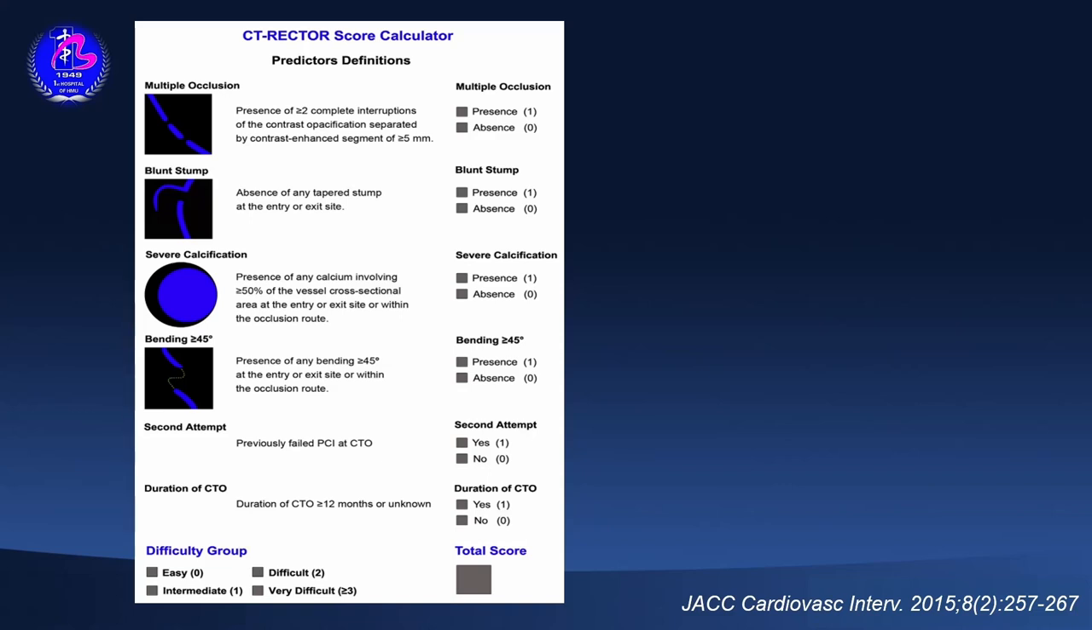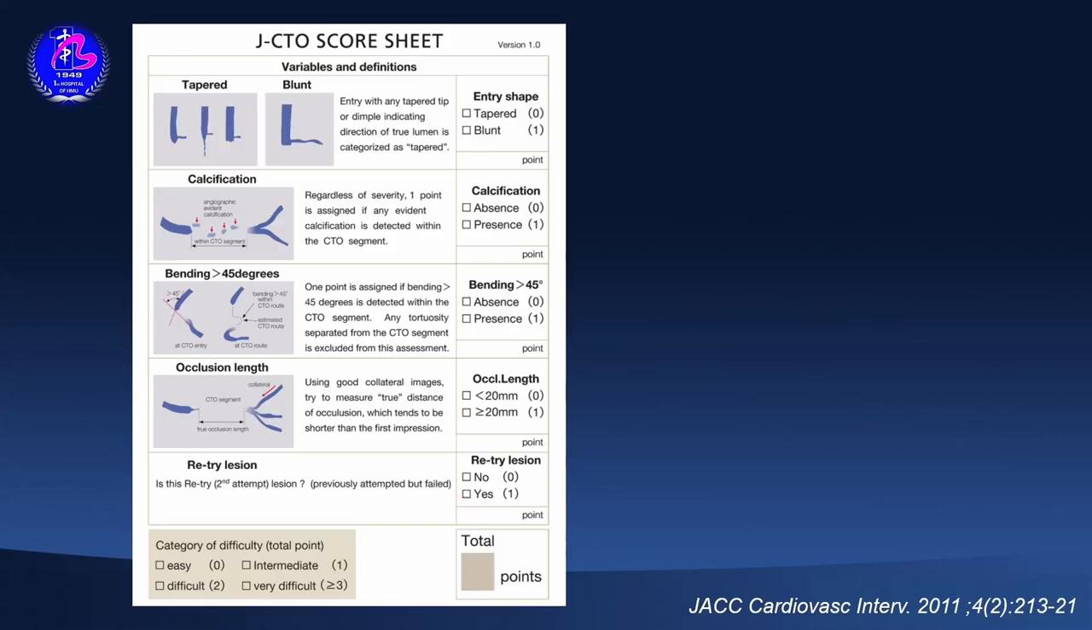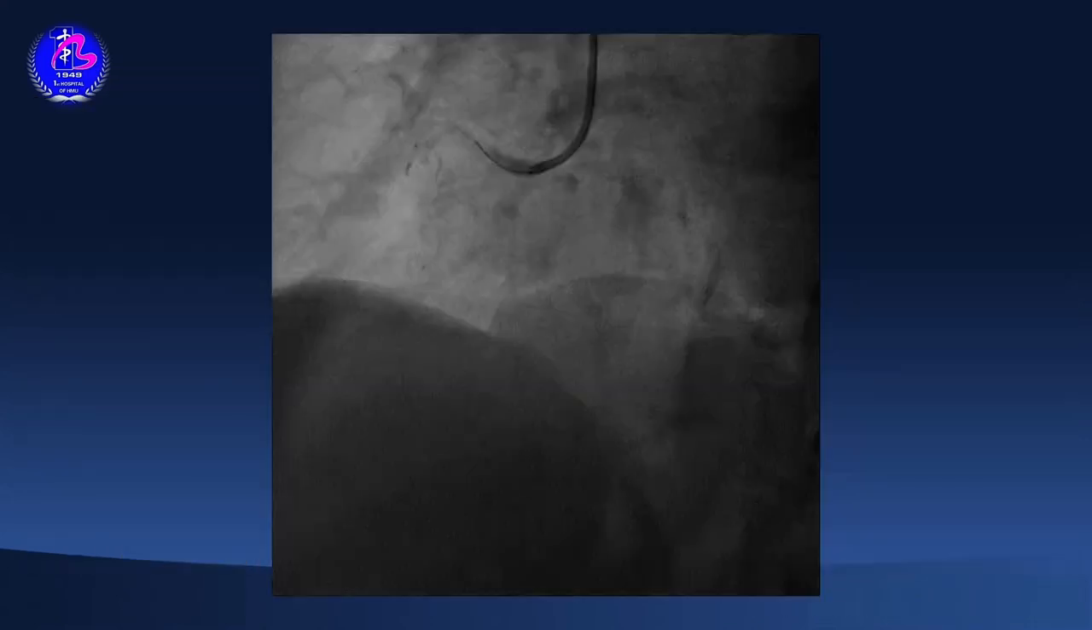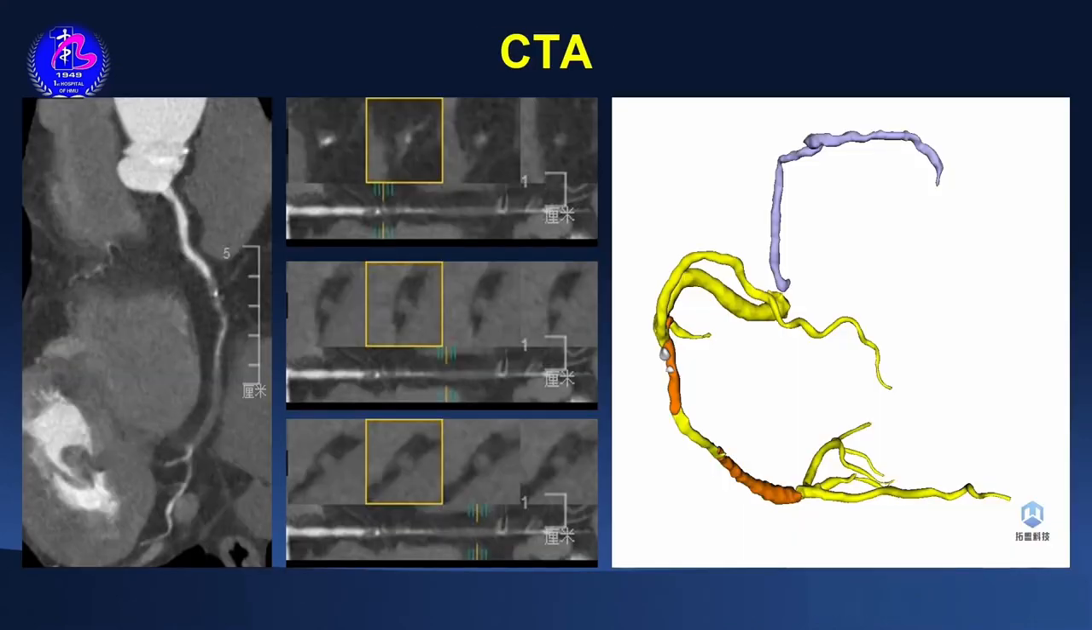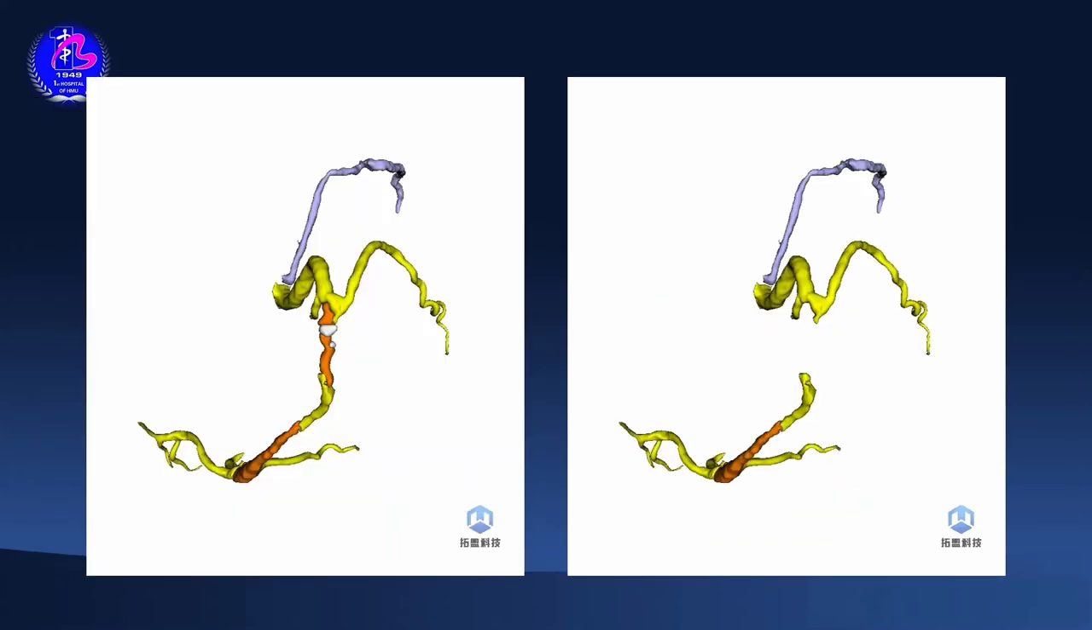And another piece of information, let's go back to the CT. Okay, next. So we can see the tandem CTO lesion has two segments, with a distance of more than 5 millimeter. Certainly for this case, we could also see a little bit of calcified lesion in the proximal cap.